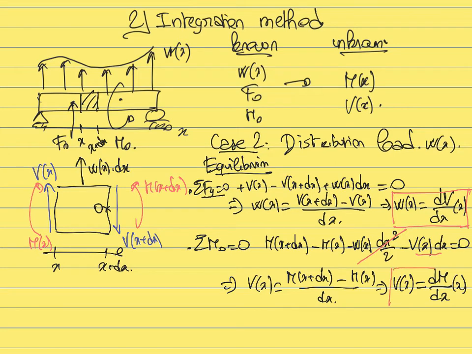It means that the shear is going to be the derivative of the moment, but it also means that if you know the moment, you can get the shear by integrating the moment with respect to x. That's going to be a very important relationship again to calculate the internal shear and the internal moment within the beam.